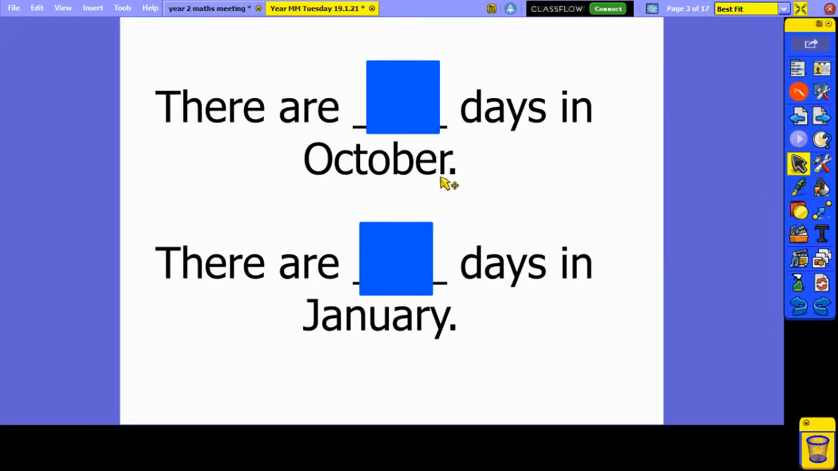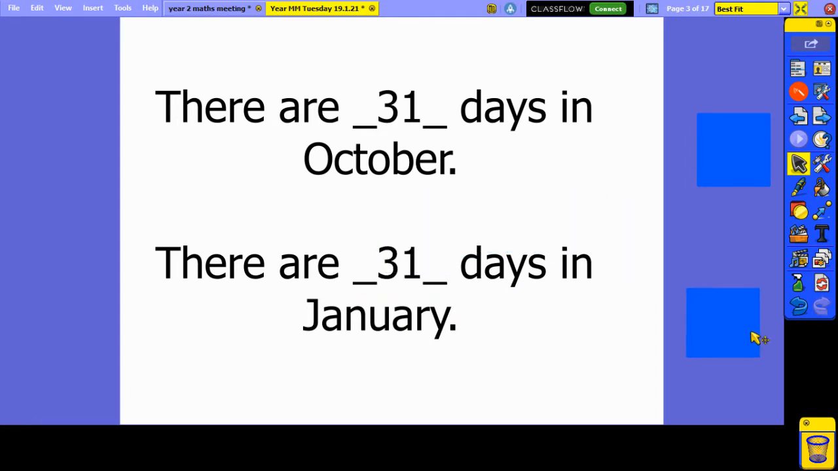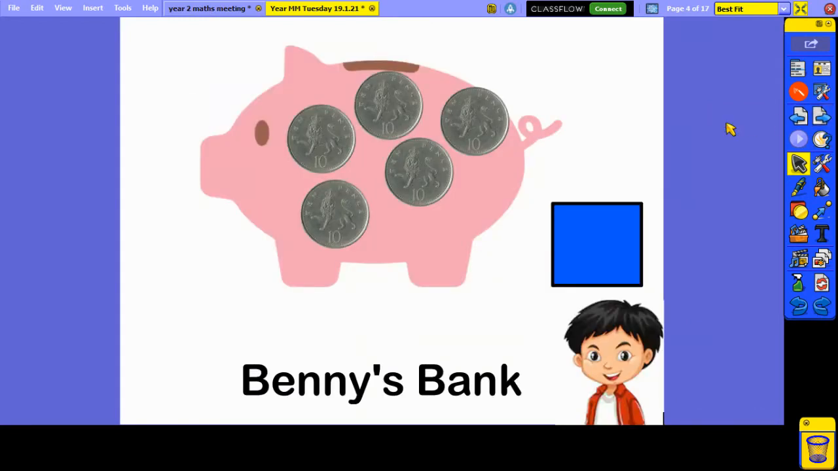How many days in October? There are 31 days in October. And how many days are there in January? There are 31 days in January. Good work. Let's have a look at Benny and his piggy bank.